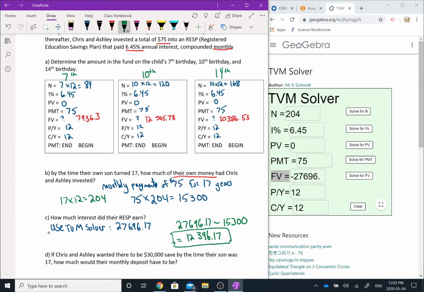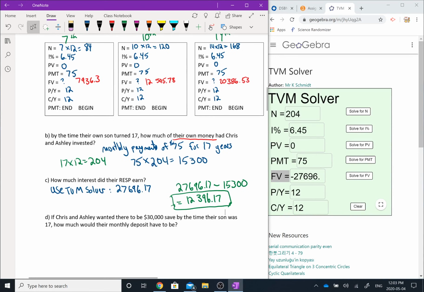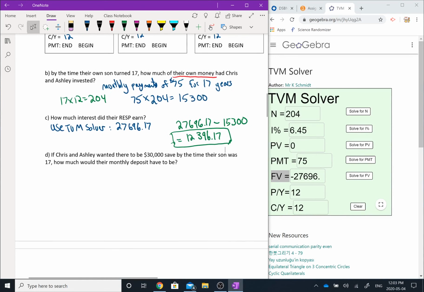Again, remembering these calculations, similar to compound interest, they only give us the total final amount. We have to do a little bit of math to figure out what the interest is. D wants to know if Chris and Ashley wanted there to be $30,000 saved by the time their son was 17, how much would their monthly deposit have to be? So this is going to be a little bit different, but we can still use the TVM solver to help us solve this. So I'm going to write out what we need to know.